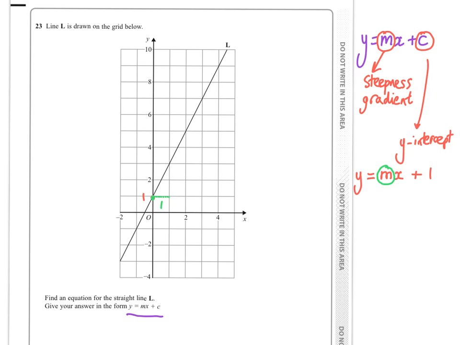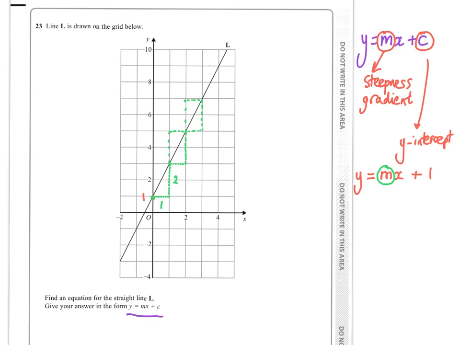So if I go along 1 on the x, then how far do I have to go up to get back to the line again? Well, I have to go up 2 units. So that means for every one I go along, and I can do this again, look, along 1, up 2, along 1, up 2. In fact, if I go back 1, it's down 2, back 1, down 2. So there's a really nice rule there.